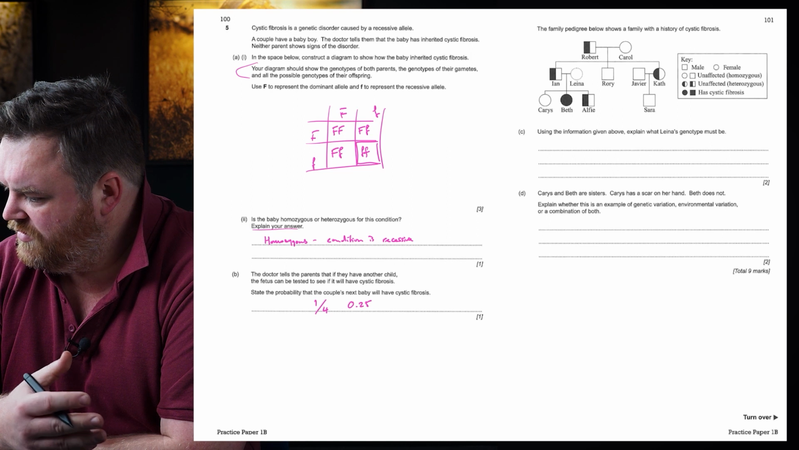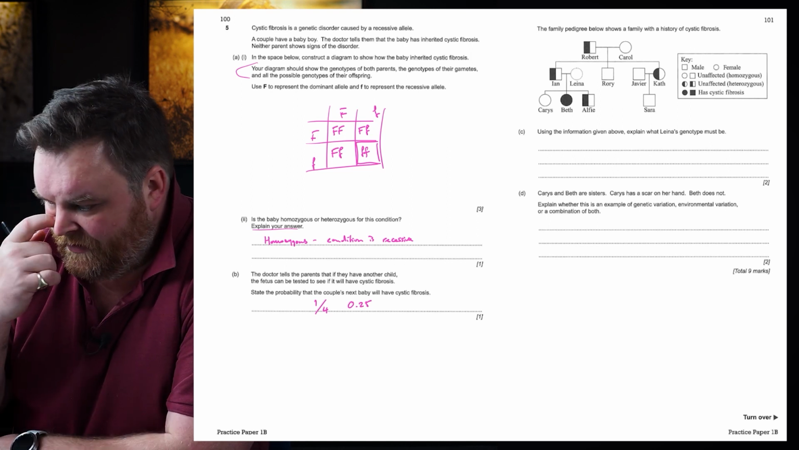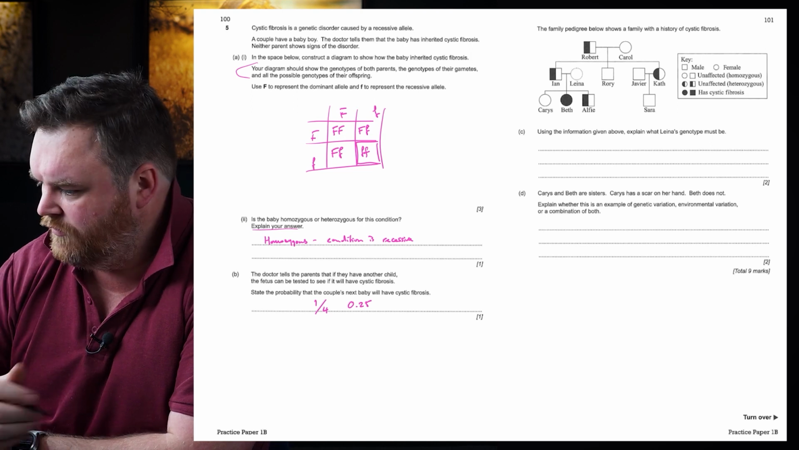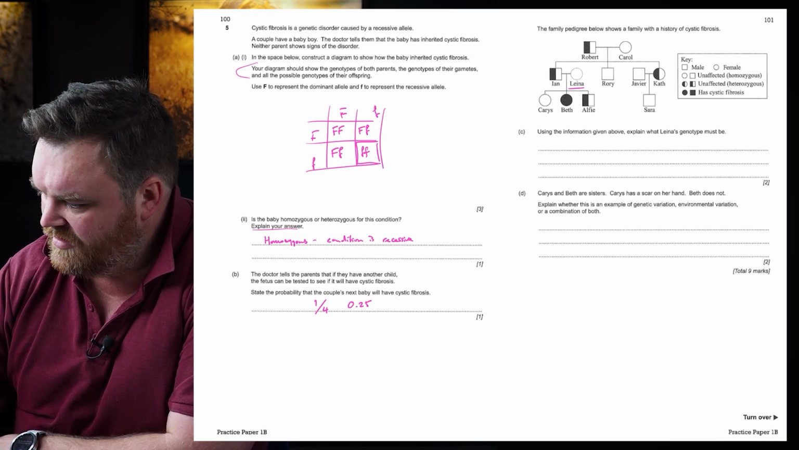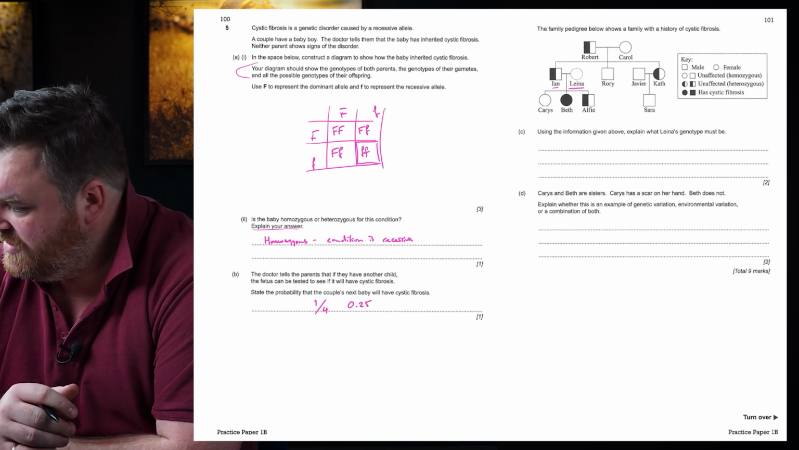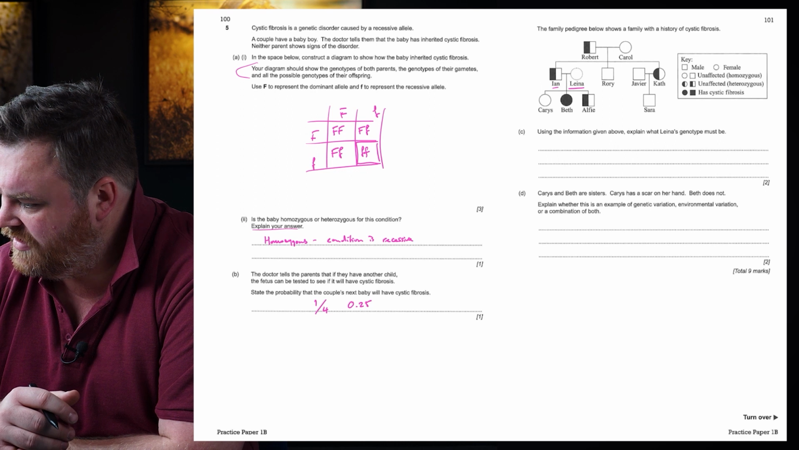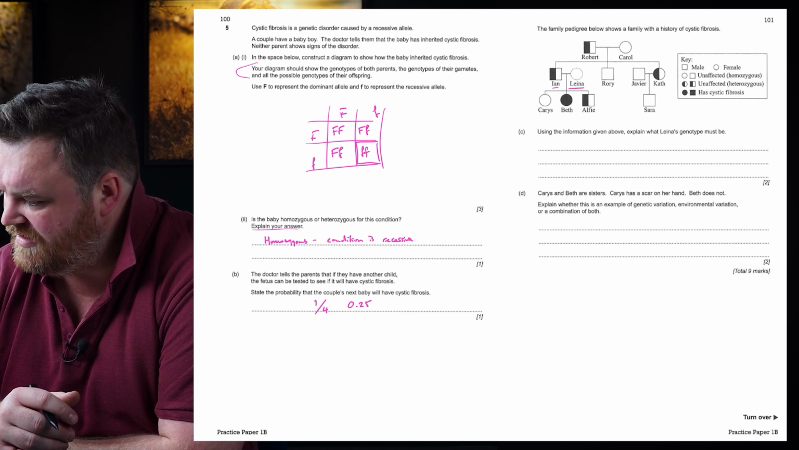Okay, so we want to explain what Lena's genotype must be. For that, we need to look at her whole family, right? So we've got Lena in here. She's married to Ian, or is having offspring with Ian. And they have 3 kids, Karis, Beth, and Alfie. Karis is an unaffected female, Beth has cystic fibrosis, and Alfie is a carrier.